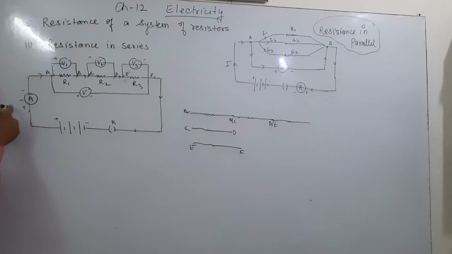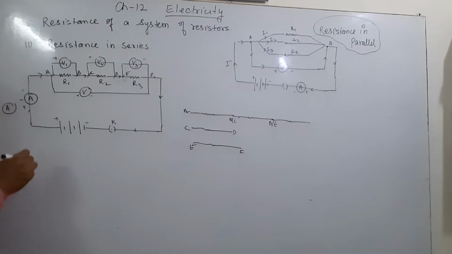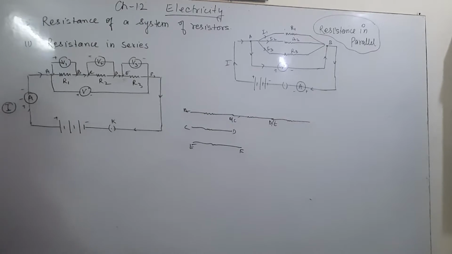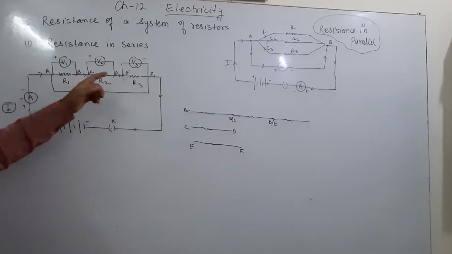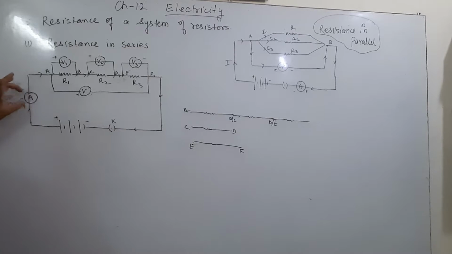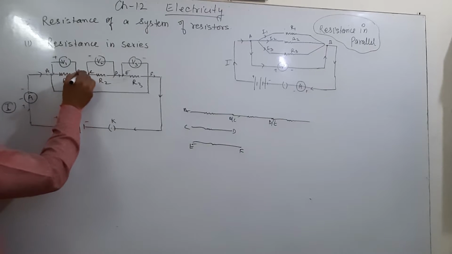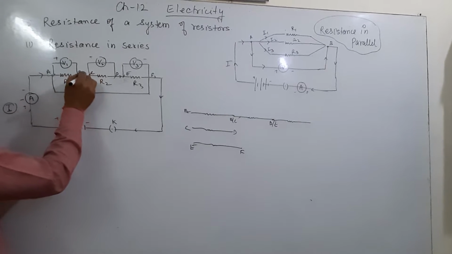This A is the amount of current which flows in the whole circuit. Or we are assuming that it is I, sorry. I is the amount of current which flows in the circuit. And now this ammeter is placed at a point here between B and C.